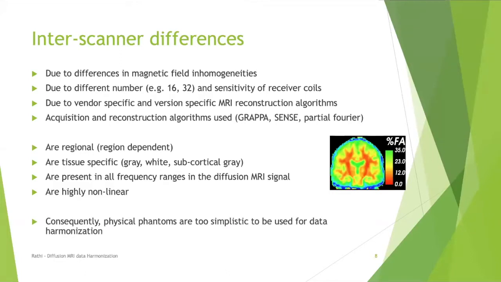And that's one of the reasons why physical phantoms, the way they are available, may be too simplistic to be used for data harmonization, because you don't know how to translate these changes in the phantom to a particular change in the human brain. And so we actually end up needing human phantoms.